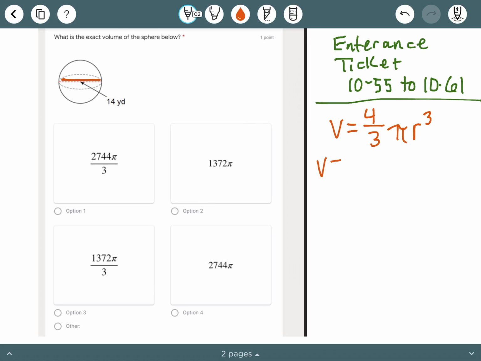So all we have to do is plug in. So the volume is 4/3 times pi times 7, right? Because it's half of 14, and then cubed. So once we get that, just enter this into the calculator exactly as it is, and it will give you the answer to this problem.